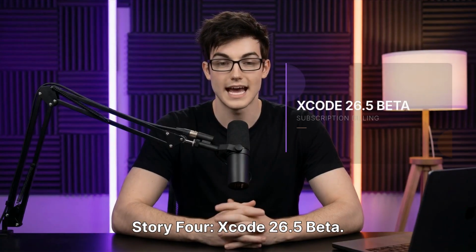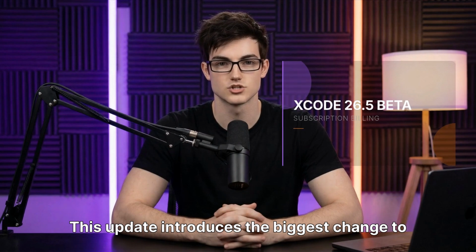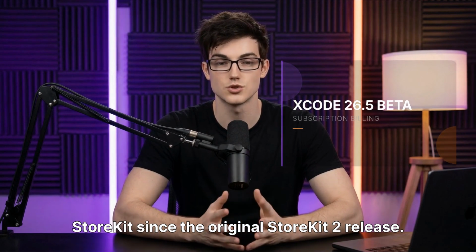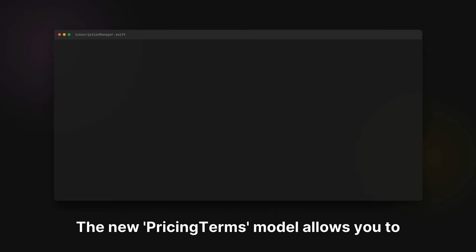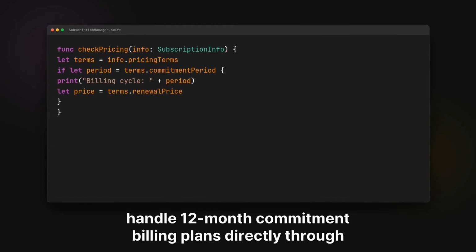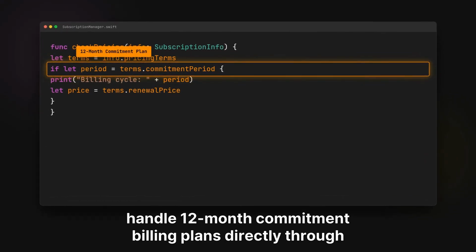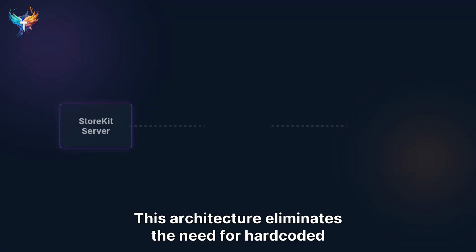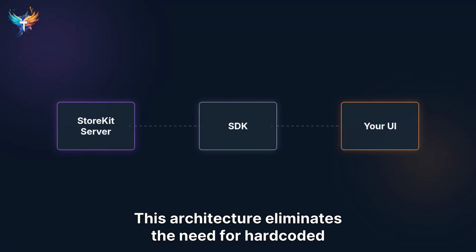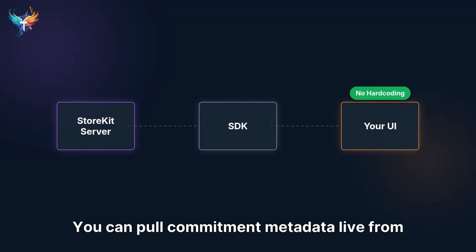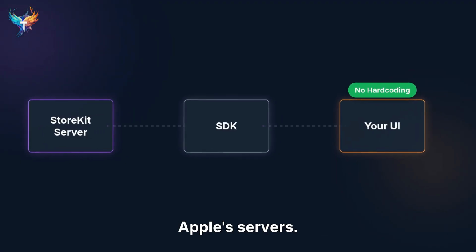Story 4. Xcode 26.5 Beta. This update introduces the biggest change to StoreKit since the original StoreKit 2 release. The new pricing terms model allows you to handle 12-month commitment billing plans directly through the SDK. This architecture eliminates the need for hard-coded pricing strings. You can pull commitment metadata live from Apple's servers.